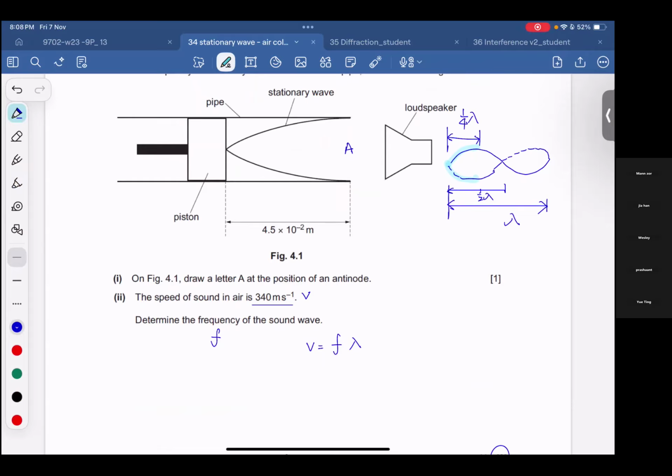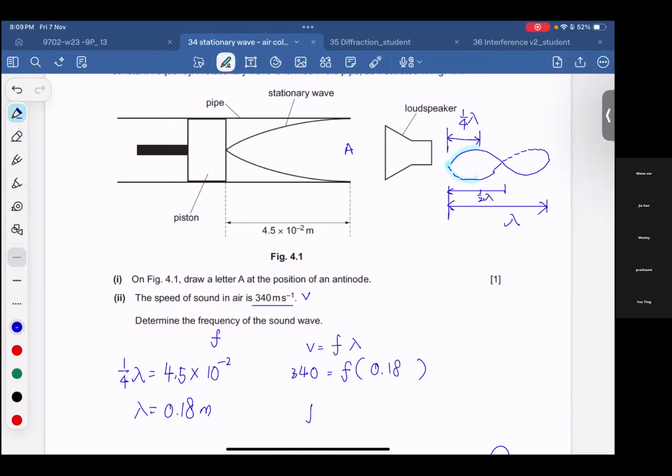Then, V equals f lambda. 340 equals f lambda, and the frequency is unknown. What is my wavelength? One over four wavelength is 4.5 times 10 to the power of negative 2. Wavelength should be 0.18 meter. So substitute in, your frequency should be 1900 hertz.